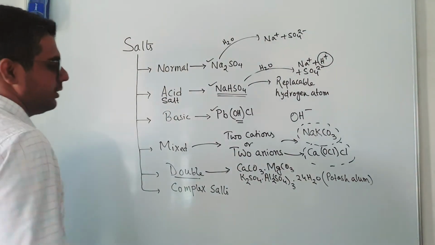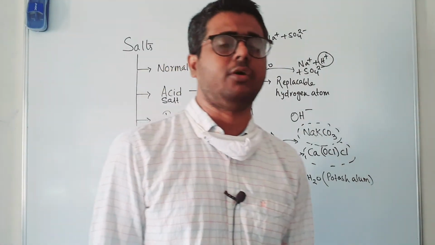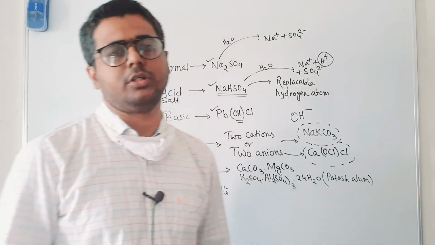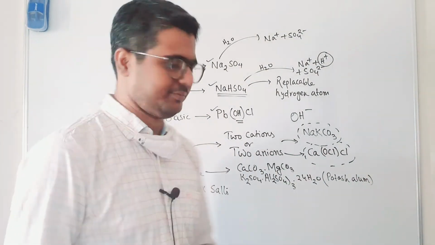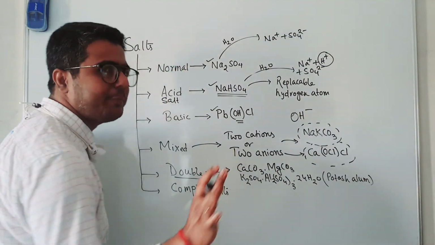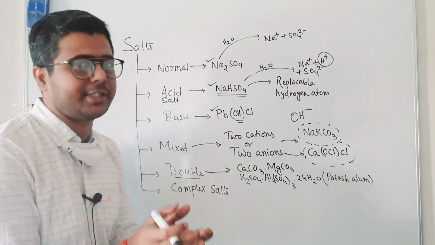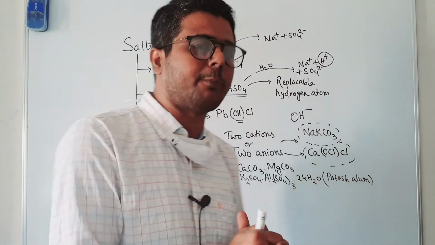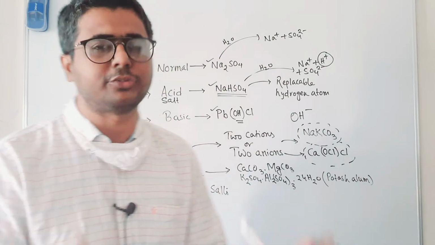Next is complex salt. Complex salt means either the cation or the anion of this kind of salt will be complex. So it will not be simple. Basically, at this moment in class 10, you are not supposed to know what complex radicals are, but it is going to be simple. So let us keep it simple.